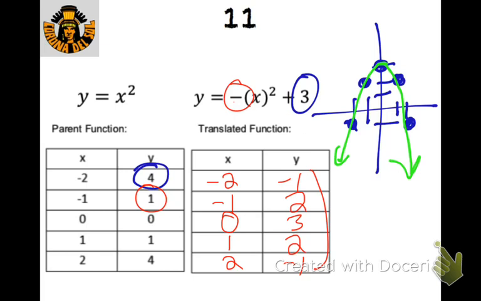Okay, and then we can just connect the points, and you look at the graph and you go, wow, okay, that is reflected over the x-axis, and then it's added 3 units to it, so the graph is shifted up 3 units. So everything should make sense. The words, the table, the graph, it all is in perfect alignment.